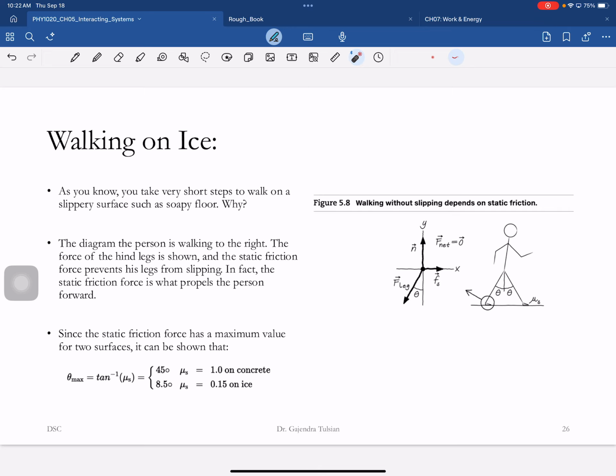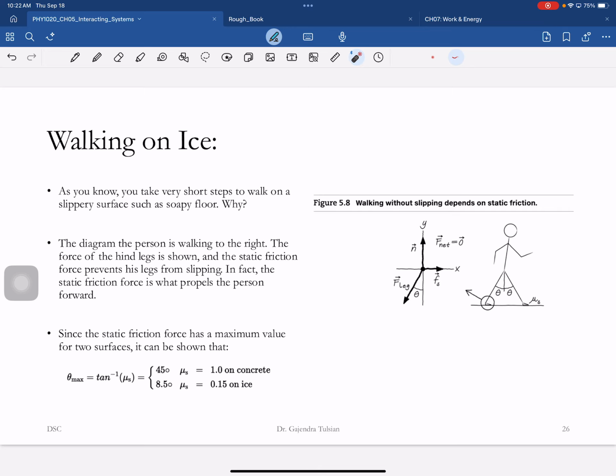Have you guys ever walked on ice? Okay. How do you walk on ice? Very slowly, very short steps. Try to keep your center of gravity above your feet. Why can't you walk like that? You just slip. All right, so let's see why.